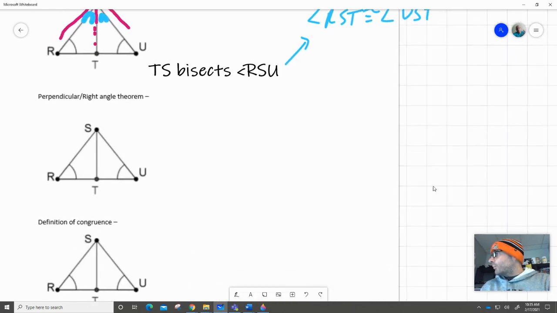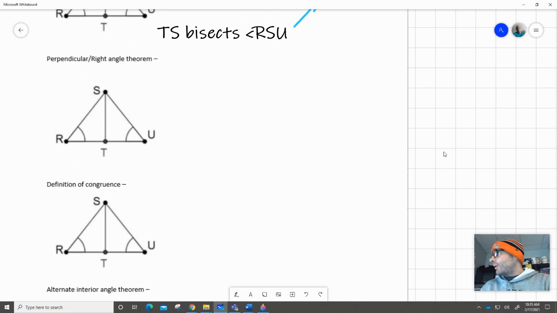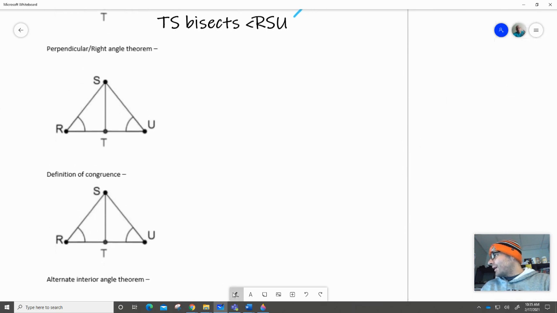All right. Next, perpendicular and right angle theorem. Again, these are two kind of different things, but I'm going to sort of merge them into one just to save ourselves some time.